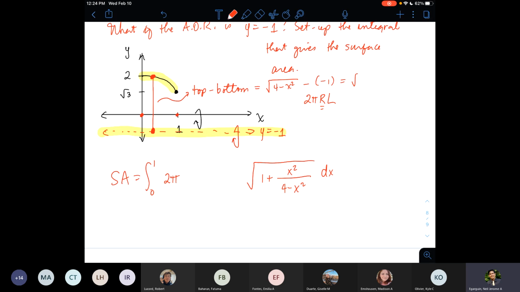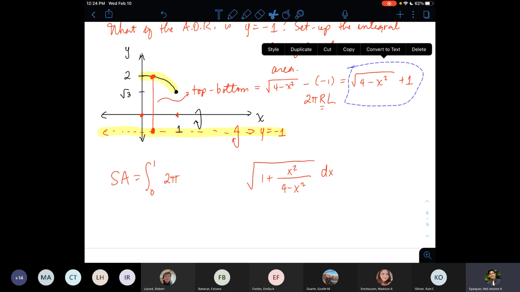So R would be the square root of 4 minus x squared plus 1. And that goes inside our integral.